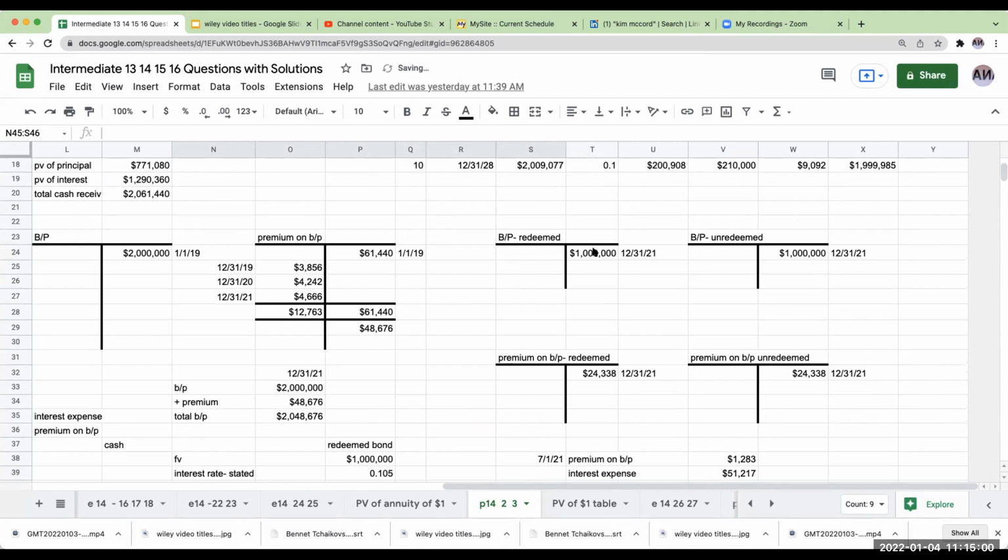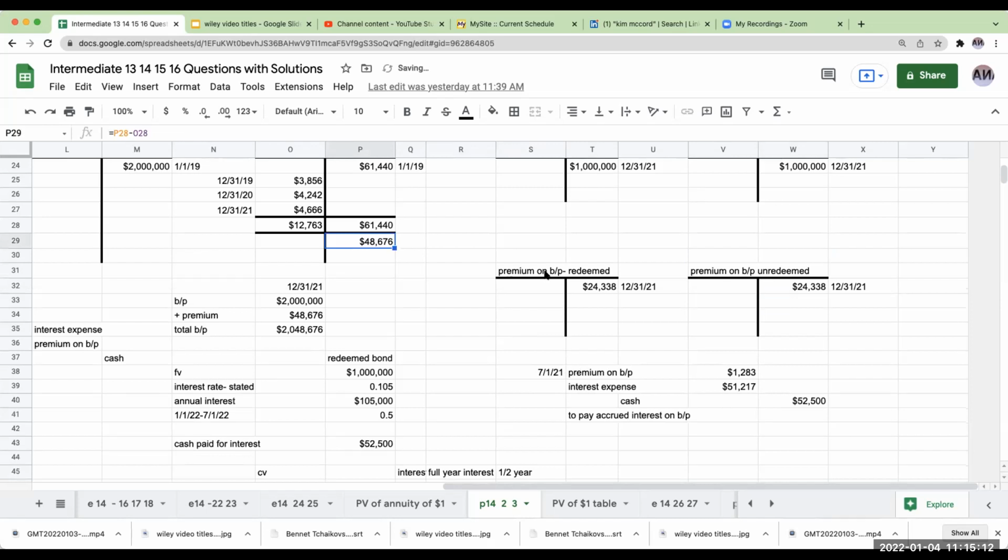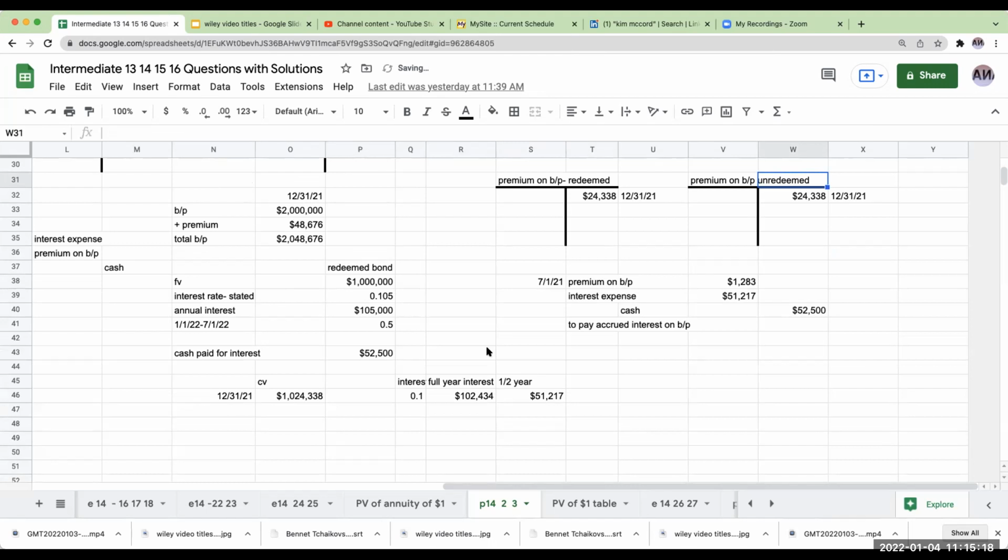So what I did was I split the bond up. I said, this is the amount that we're redeeming, and this is the amount we did not redeem. Over here, a million, and I also split up the premium on the bonds between the redeemed amount and the unredeemed amount. Then I asked, how much should I pay in interest? For the redeemed bond only, the face value is $1 million. The stated interest rate, which is always an annual rate, gives annual interest of 105,000, but I redeemed it on July 1st, so I multiply this by 50%. So my cash paid for interest is 52,500.